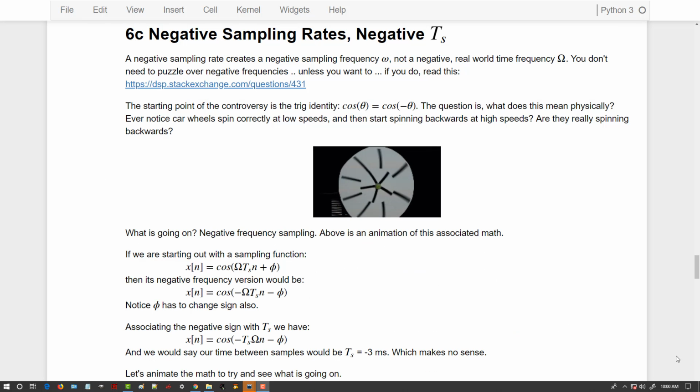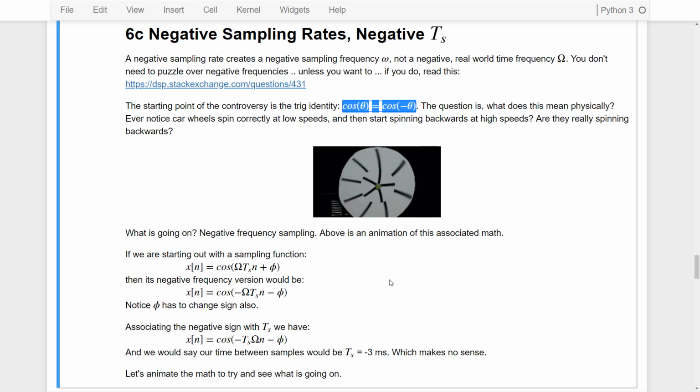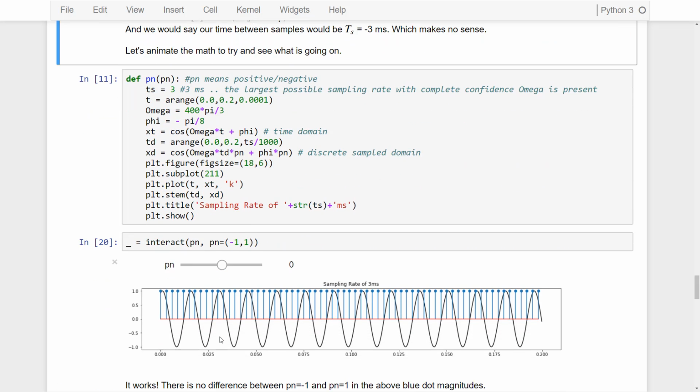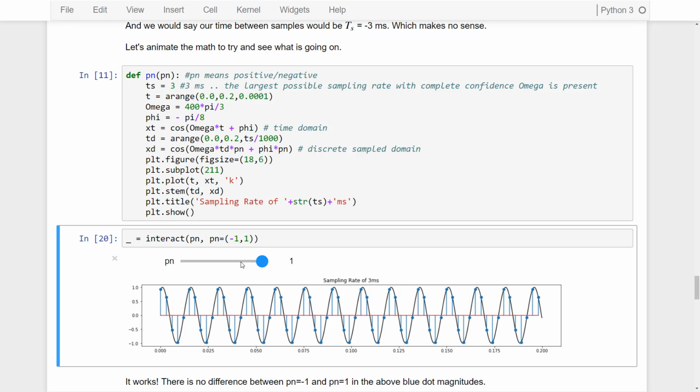We're all familiar with the Wagon-Wheel Effect, where the tire in the car appears to be spinning in the opposite direction of the car. This is a negative sampling rate concept. It all starts with just this identity that you memorized in trig classes. So let's just first explore this identity. So what I have here is a sampling rate of 3 milliseconds, and we're just going to switch between a sampling rate of negative 3 milliseconds and positive 3 milliseconds. And you can see there's no difference.